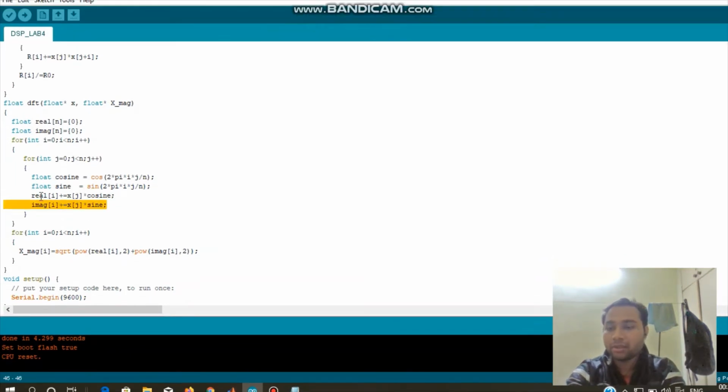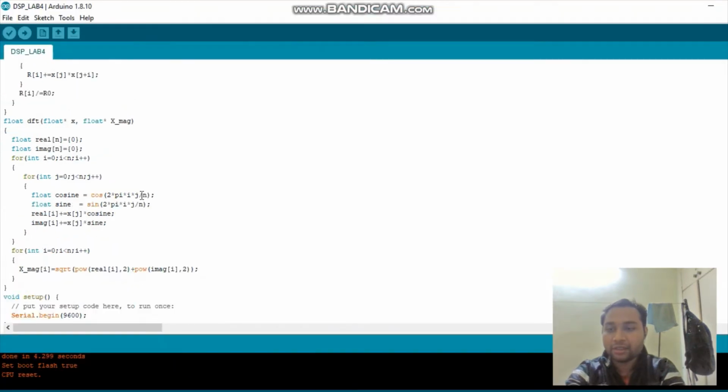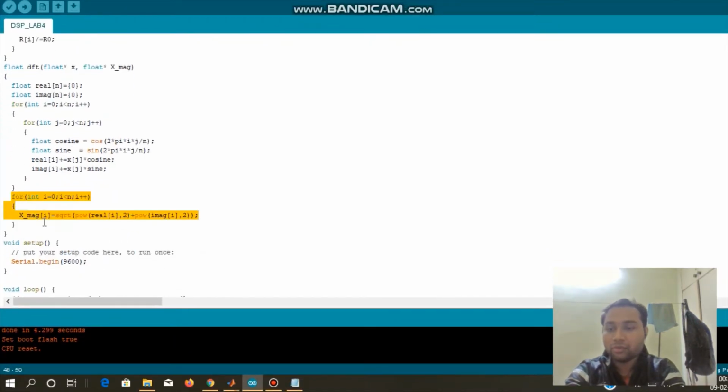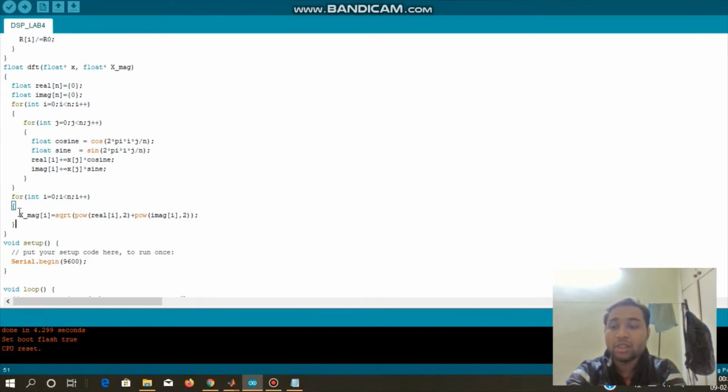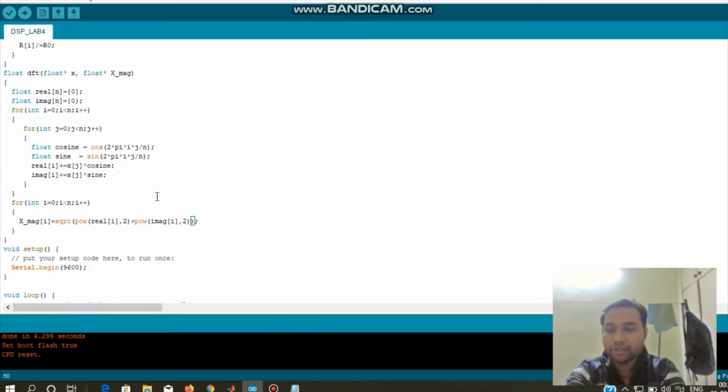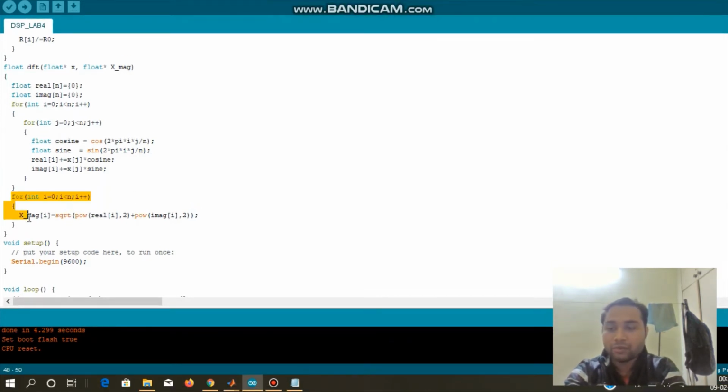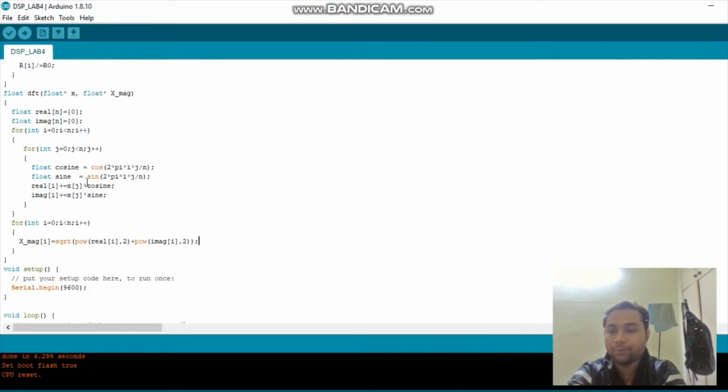As we have taken the real and imaginary parts in different arrays, now we will use those to find our magnitude response, not the magnitude of a discrete Fourier transform, but the magnitude response. By using inbuilt functions of power and square root, as Arduino is straightforward like C, we are going to use square root and power functions to get our magnitude, and this is the x magnitude, that is the magnitude of the DFT of the discrete time signal we have taken.